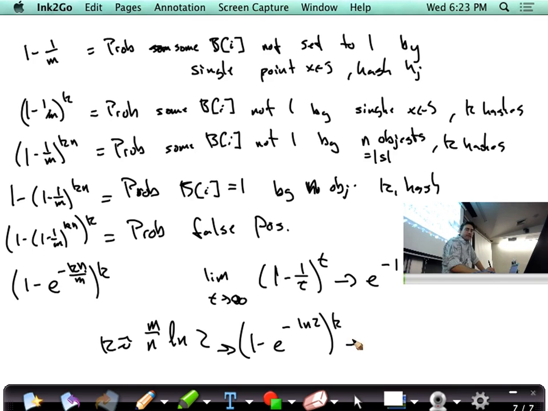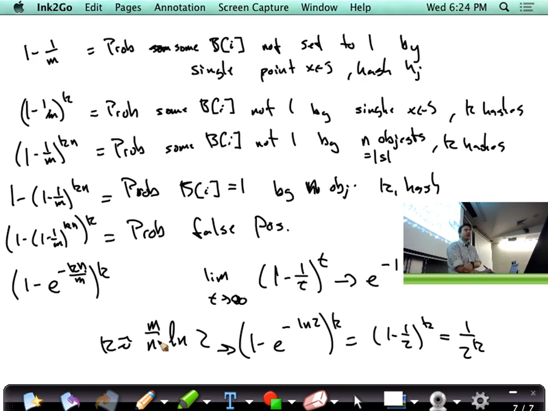And so this is going to be 1 minus 1/2 to the k, and you can set this to be 1 over 2 to the k. So it's pretty small. If you set k equal to this, you get a probability of 1 over 2 to the k of a false positive.